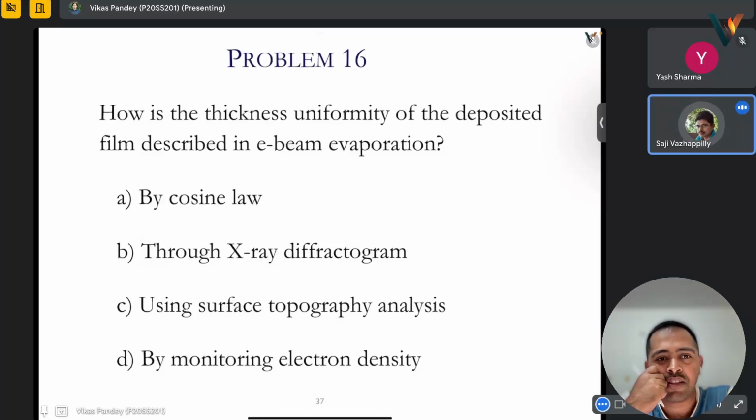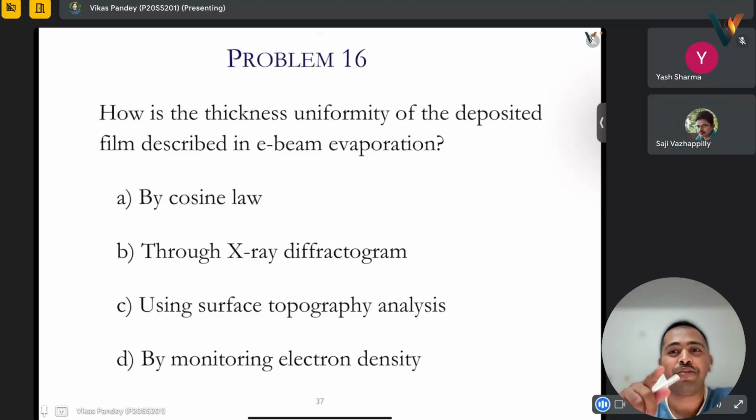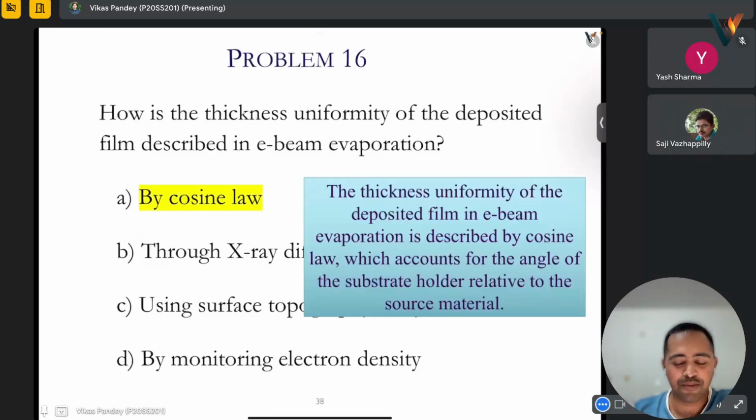What is cosine law, sir? Okay. You have not attended the lecture yet, it seems, right? No, no, I attended it, that cosine law. They are not saying. Okay. It is described by cosine law. Okay.